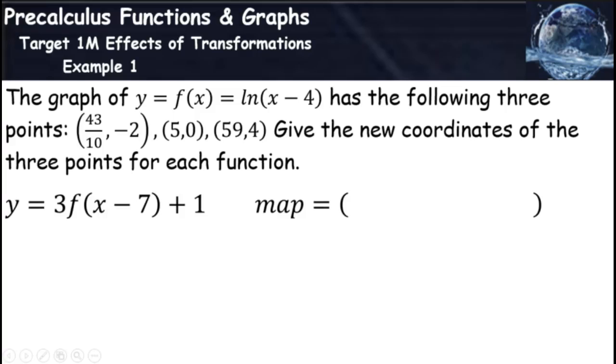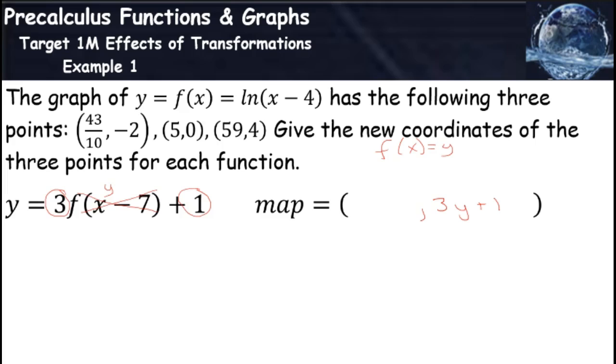Okay, this is the Target 1M Effects of Transformations retake video, and this is example 1. So we have to find a mapping for this. Remember, the rule is anything on the outside, so this is on the outside and this is on the outside, that affects y. Remember, f of x is just the same as y. So if for a second I cross this out and replace it with y, because f of x is just y, this looks like 3y plus 1. So right here I'm going to write 3y plus 1. That's what's happening to the y.